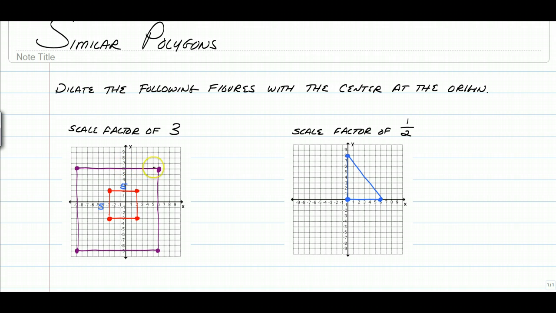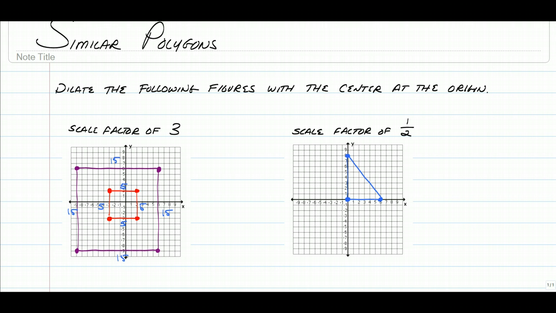If we do the same thing with the big one, we should have lengths of 15. To get from negative 9 to 6, that's definitely 15, and that's also going to give us 15 vertically. So all the sides of the small square are 5, 5, 5, and 5, and all of these are 15, 15, 15, and 15, because the scale from the little one to the big one is a multiplier of 3.